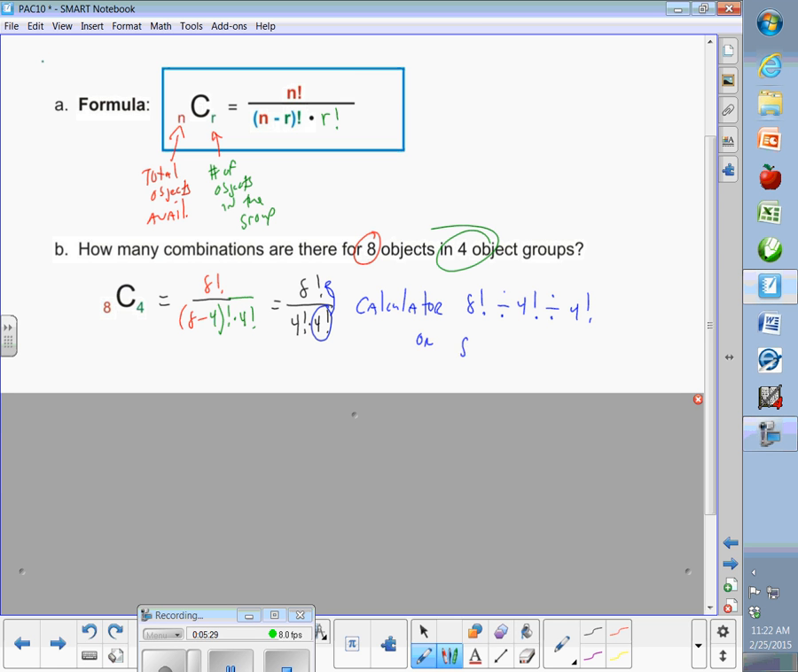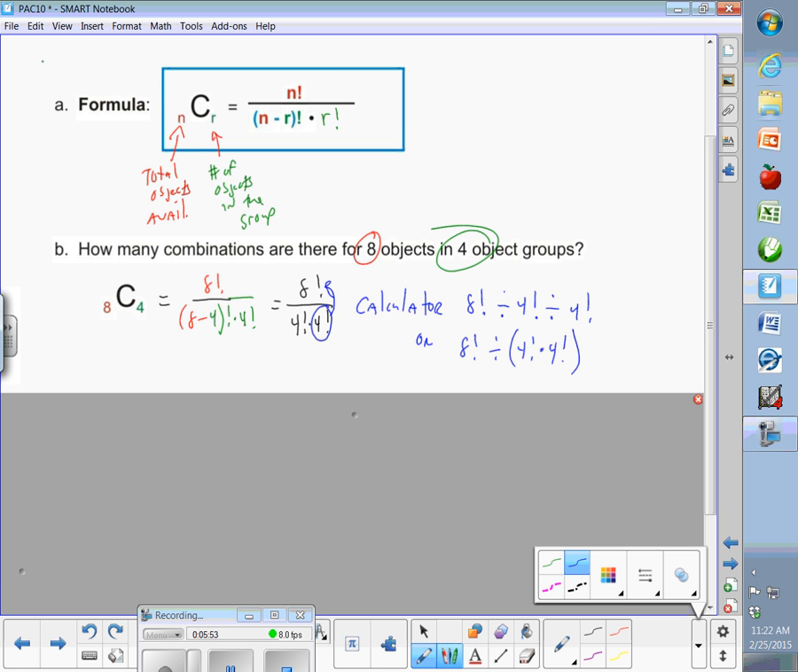So the other way would be 8 factorial divided by parentheses. You have to provide the parentheses. 4 factorial times 4 factorial, close the parentheses. Okay? Either way will get you there, but you have to know how to punch your calculator.